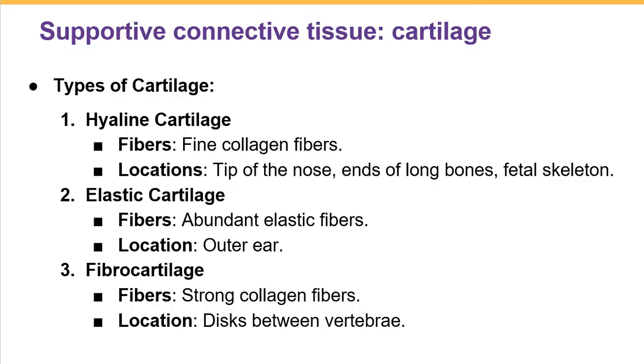Next, let's talk about the different types of cartilage. We have these three types of cartilage in our body: hyaline cartilage, elastic cartilage, and fibrocartilage. In the hyaline cartilage matrix, we have collagen fibers. These are fine collagen fibers. They give strength, but not really. This is actually the most abundant type of cartilage in our body, and it's the weakest type of cartilage.